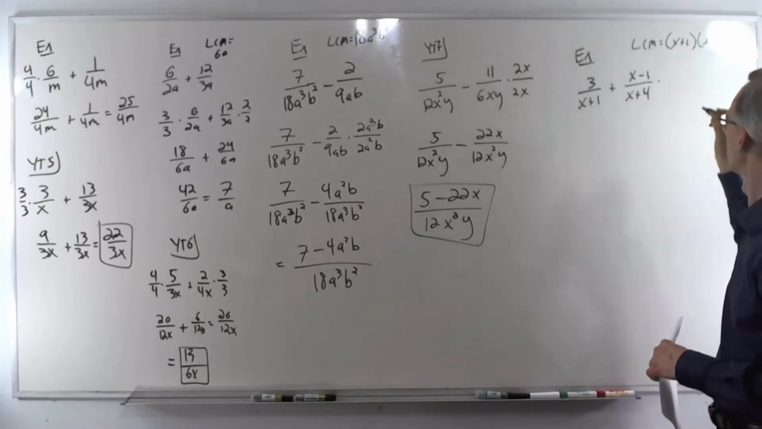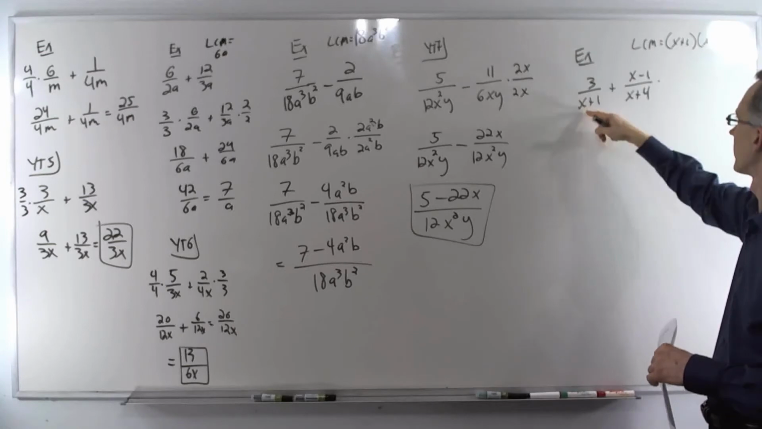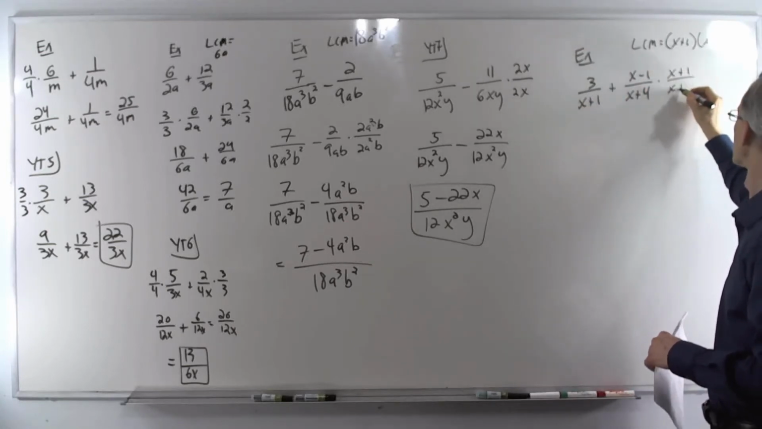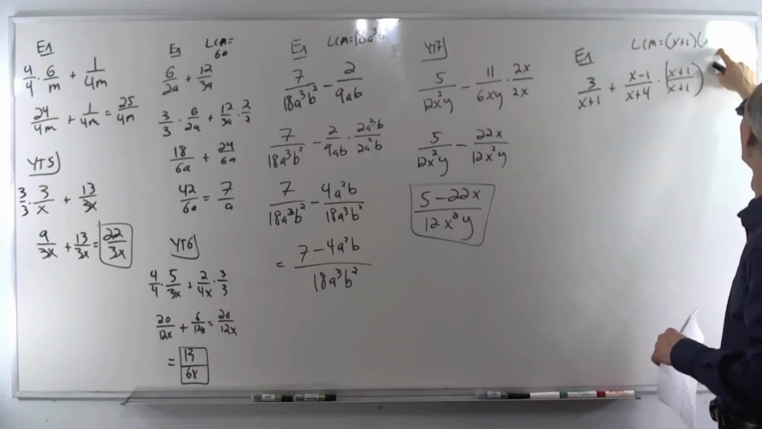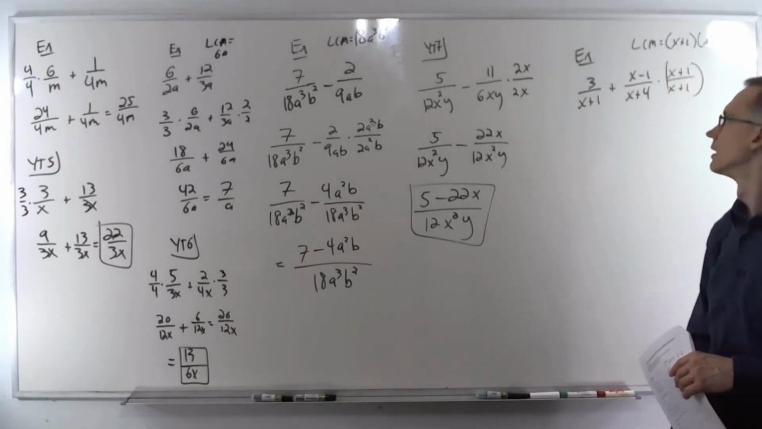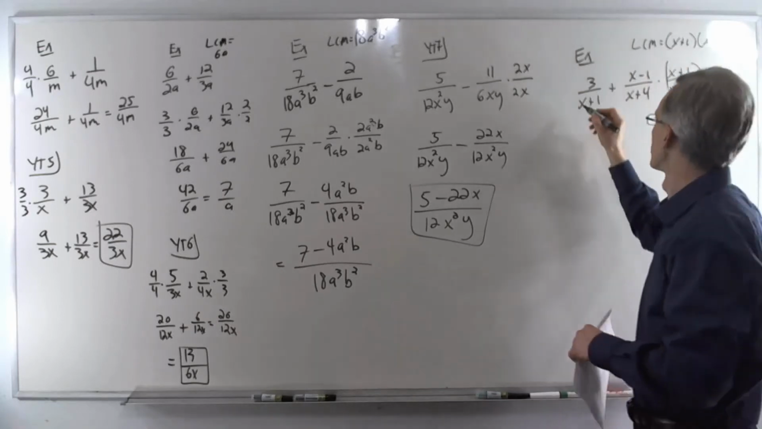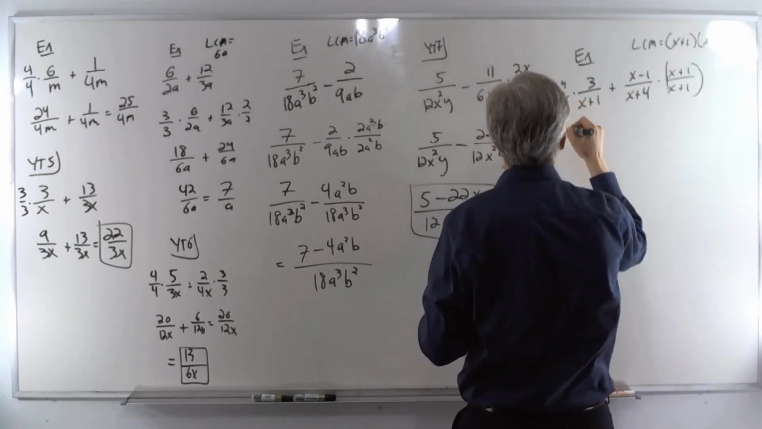All right, so how do we get there? We're going to multiply this fraction by the other fraction's denominator over itself, x plus 1 over x plus 1. All right, we're multiplying by what's missing. We already have the x plus 4, so we need to multiply by x plus 1. And over here, we've got the x plus 1. We need the x plus 4. So we'll multiply this one by x plus 4 over x plus 4.